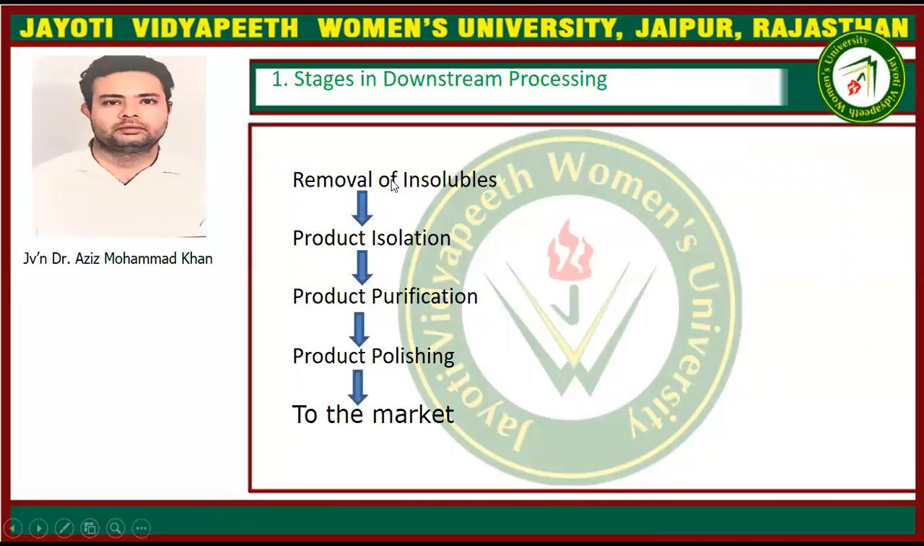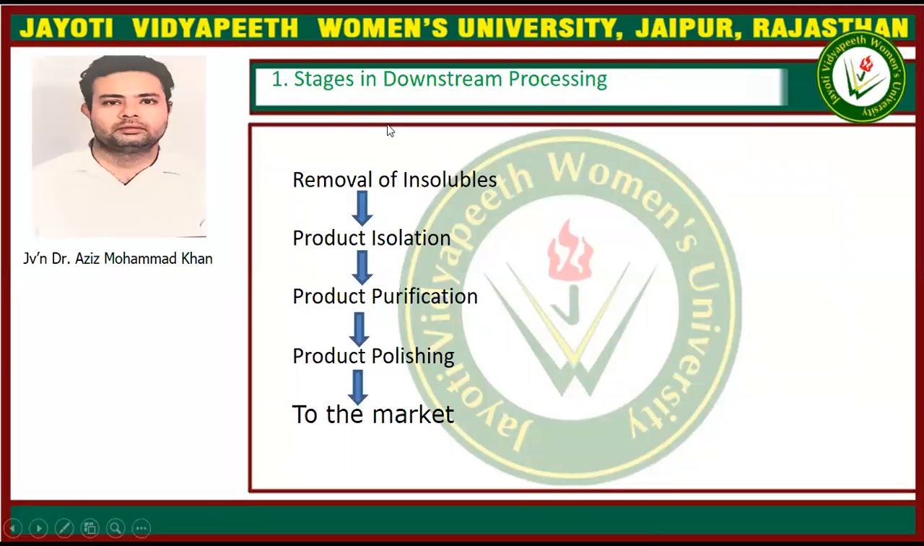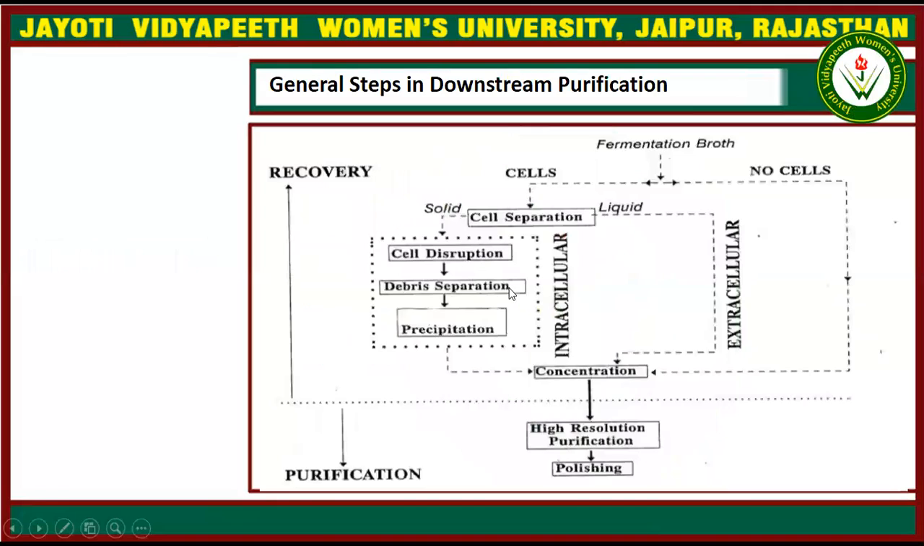which we have already discussed in our previous video. The stages of downstream processing involve removal of insolubles, product isolation, product purification, product polishing, and then sending to the market. These stages are part of this procedure in this diagram.